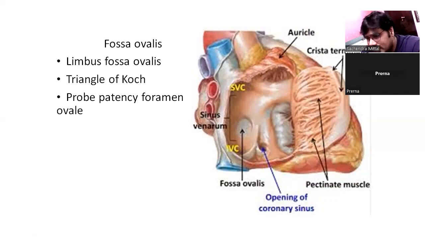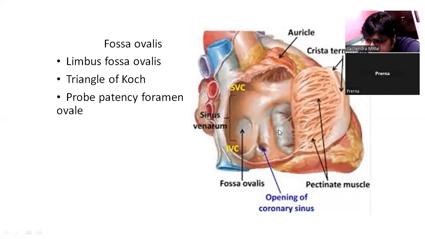Now next is what I am calling the triangle of Koch. What is the triangle of Koch? Now look at this. There is a triangle that has to be formed. What is that triangle of Koch? The triangle of Koch is this area. यहाँ observe करिए, anteriorly we have the septal valve. Now see what are the boundaries of the triangle of Koch.